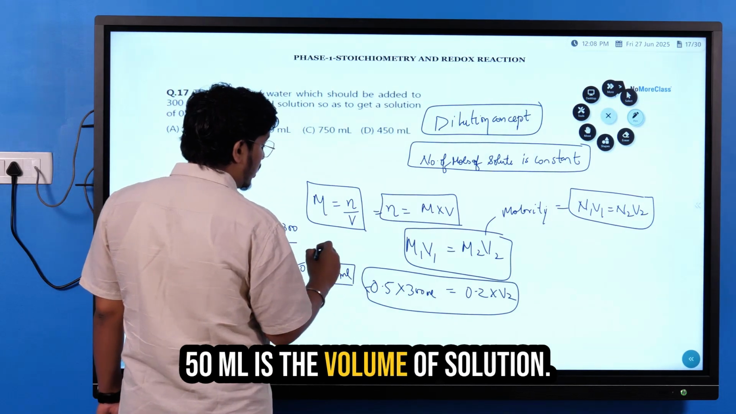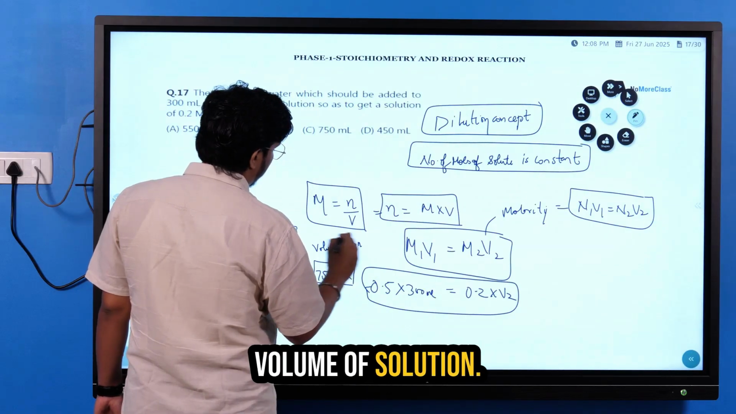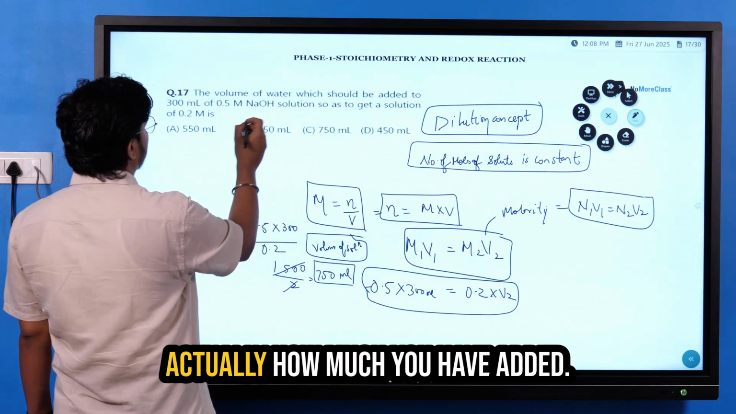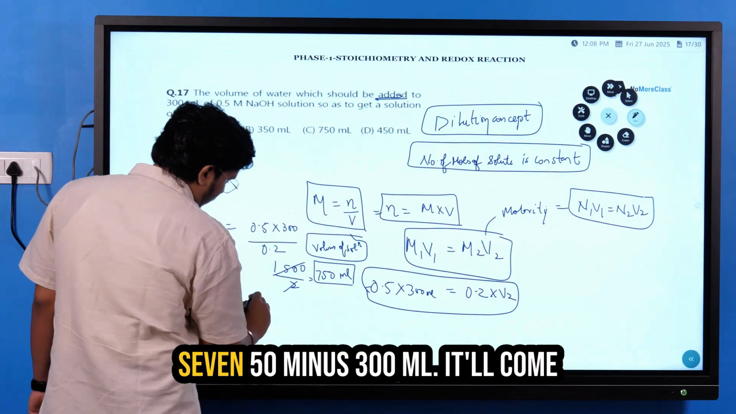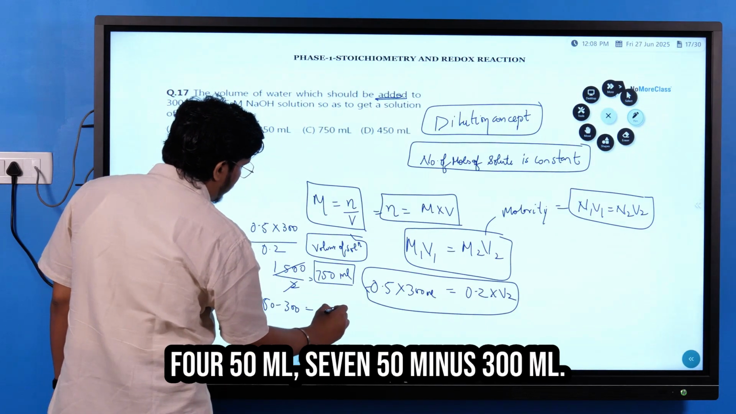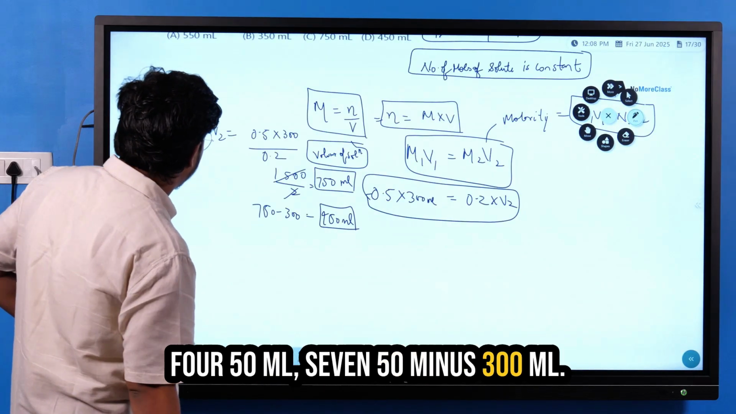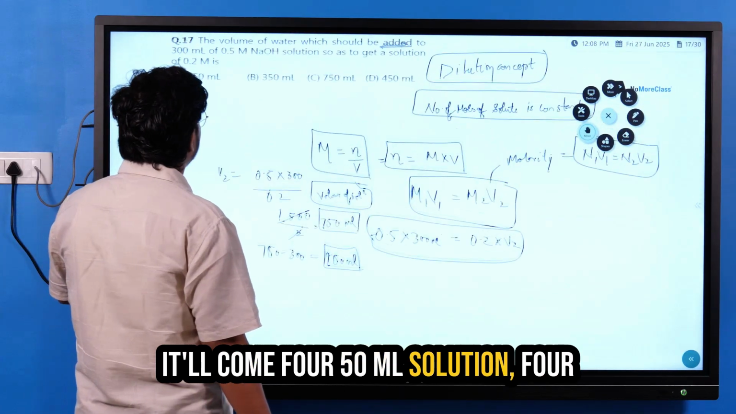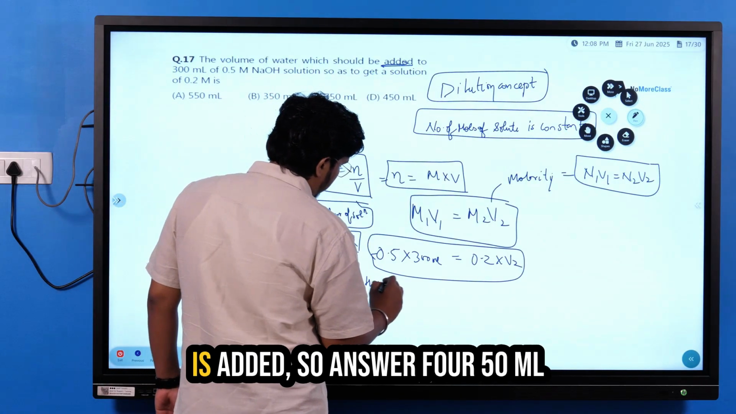This 750 ml is the volume of the final solution. They have asked how much you have added actually. So the initial volume is 300 ml. So 750 minus 300 ml will come to 450 ml. 450 ml of water is added.